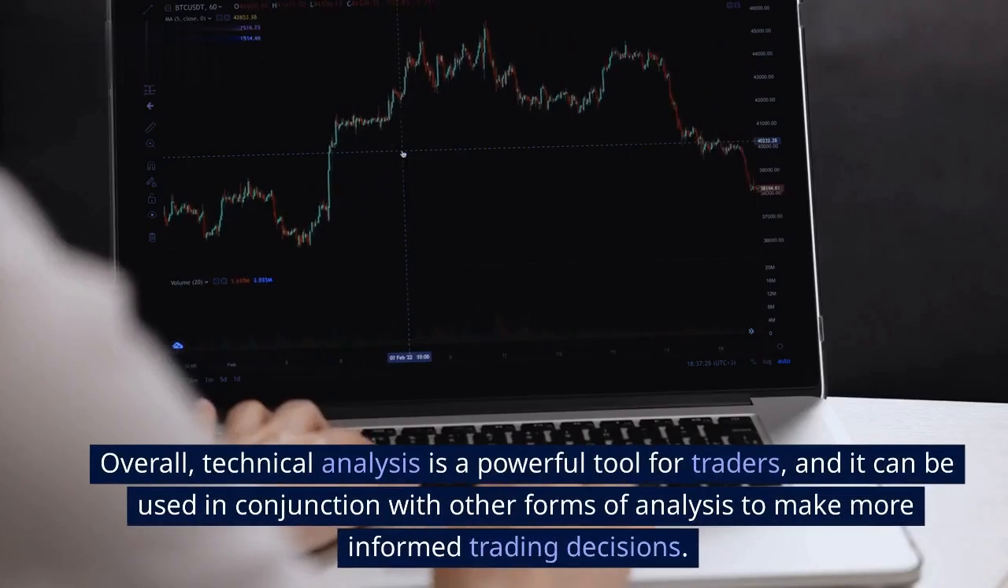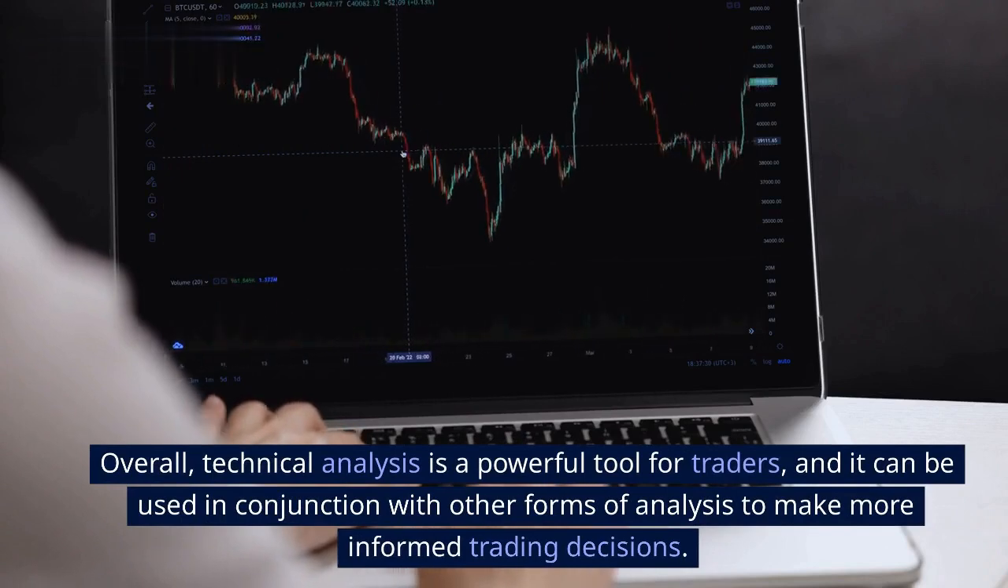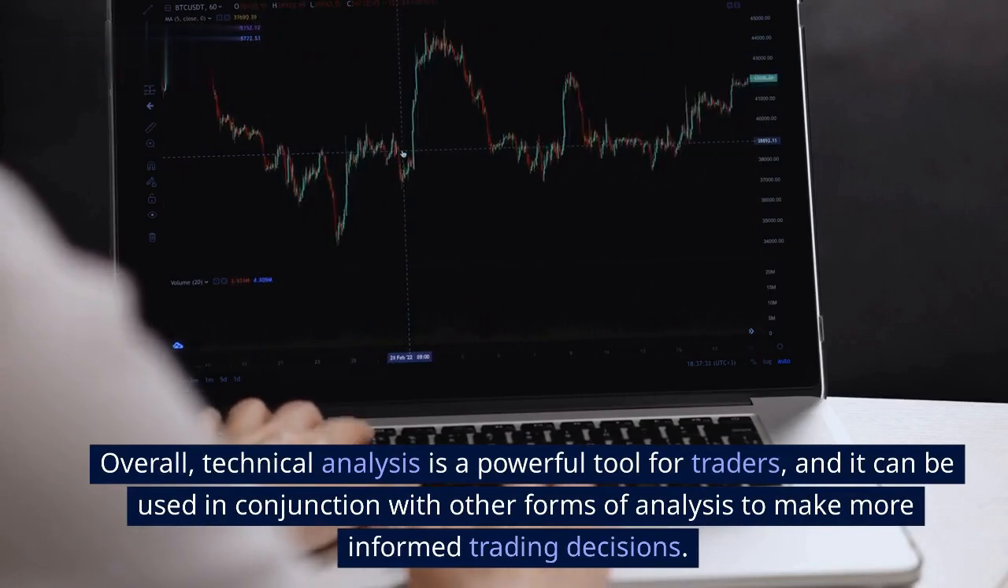Overall, technical analysis is a powerful tool for traders, and it can be used in conjunction with other forms of analysis to make more informed trading decisions.